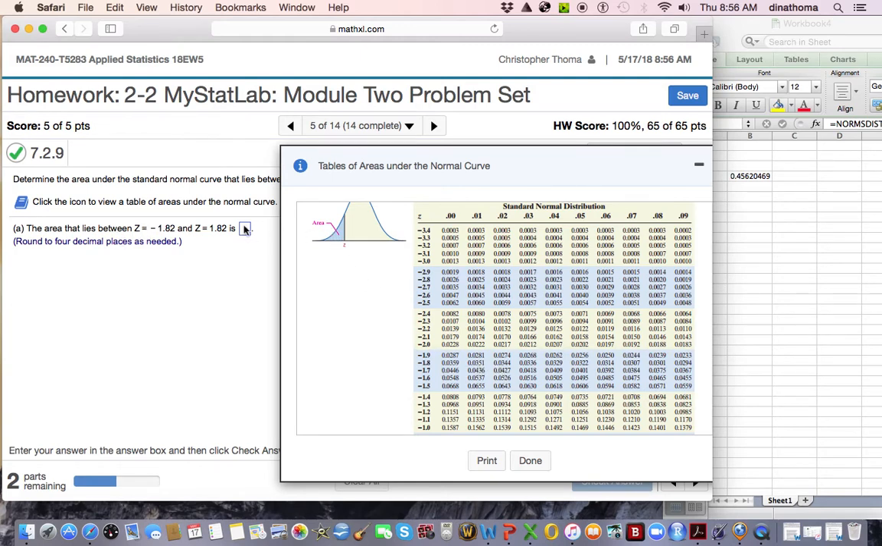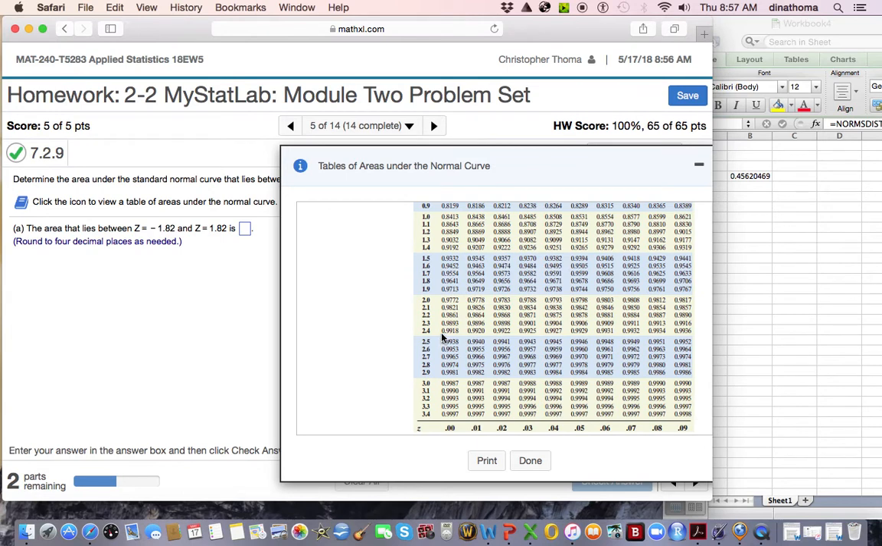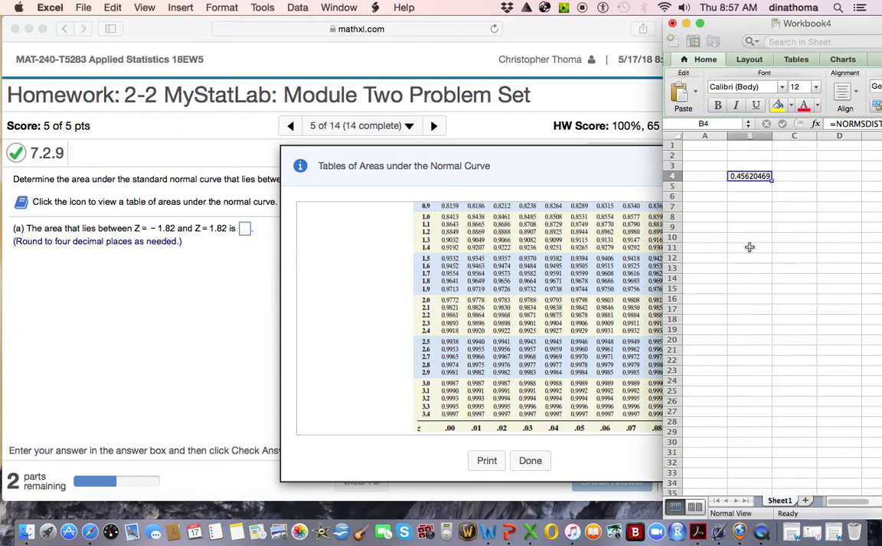But what does it want? It wants the area between these two numbers. So if this is negative 1.82, way over here will be positive 1.82. We have to find what's in the middle. So to use the tables, you're going to kind of manipulate these things because you only know the area to the left, right? So the easier thing to do is find positive 1.82 right here, 0.9656. I'll type that in here, 0.9656.